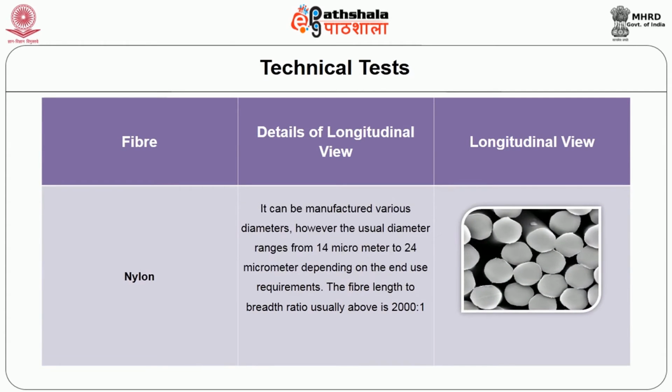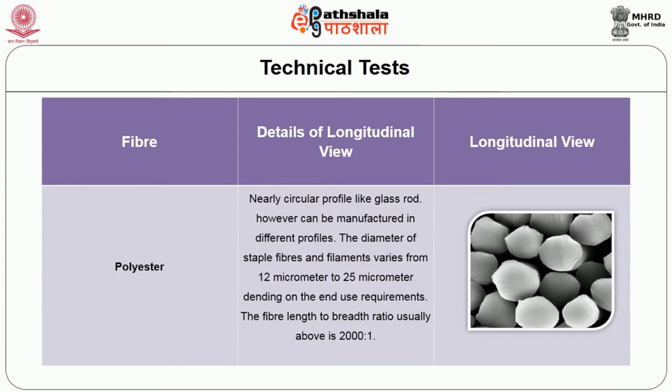Nylon, circular, can be manufactured with various profiles. However, the usual diameter ranges from 14 micrometer to 24 micrometer depending on the end use requirements. The slenderness ratio is above 2:1. Further, the polyester has a nearly circular profile like a glass rod, however, it can be manufactured in different profiles. The diameter of staple fibers and the filaments varies from 12 micrometer to 25 micrometer. The slenderness ratio is normally above 2:1.